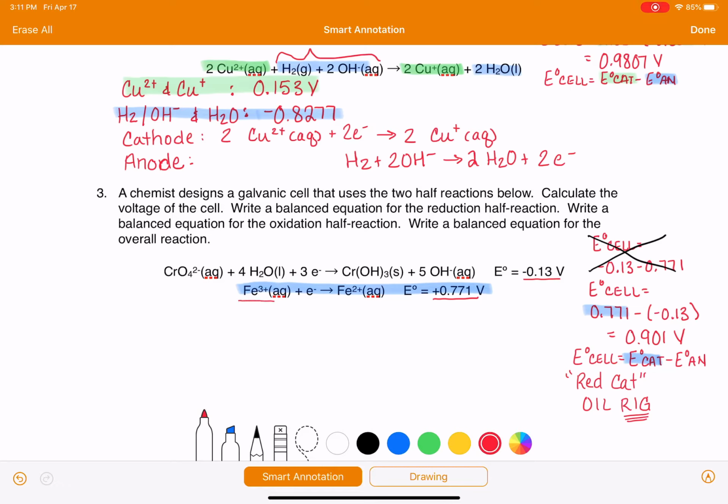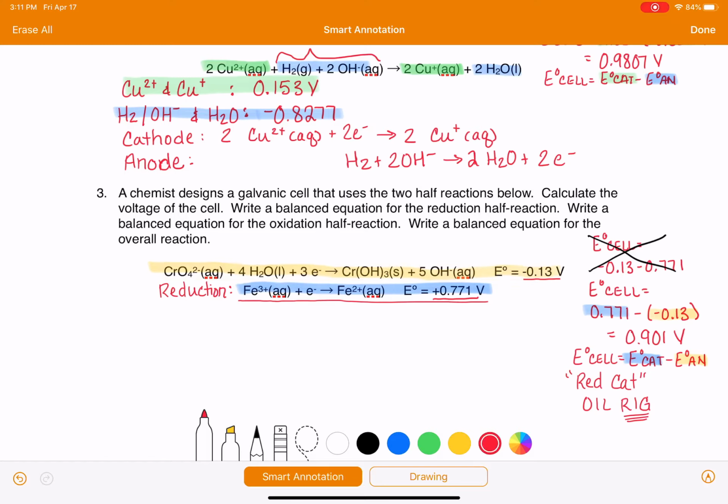So is this equation written correctly? Now that we know it's a reduction and we know the electrons should be on the left side, we can see that this equation, the one that's in blue, is good to go. This is our reduction. It is already written correctly. It is already balanced. It is perfect the way that it is. Let's move on to the oxidation. From the E cell equation, we know that the anode is negative 0.13 volts. So we know that this reaction right here is taking place at the anode.